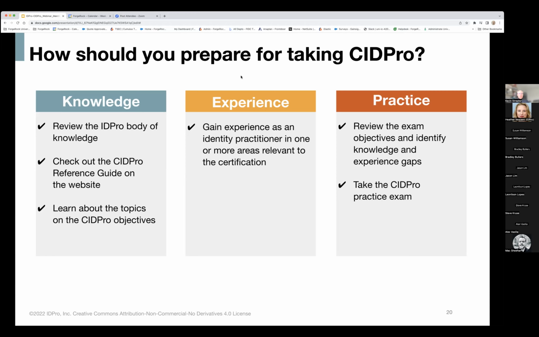And then practice, review the objectives, make sure that you're aware of where you might have knowledge and experience gaps. And if you need to, go and get a bit more experience, go and study a bit more, to make sure that when you look at the objectives, you're really comfortable with everything we're going to ask about. And then finally, you should take the CIDPRO practice exam just to make sure that you're ready for the full assessment.